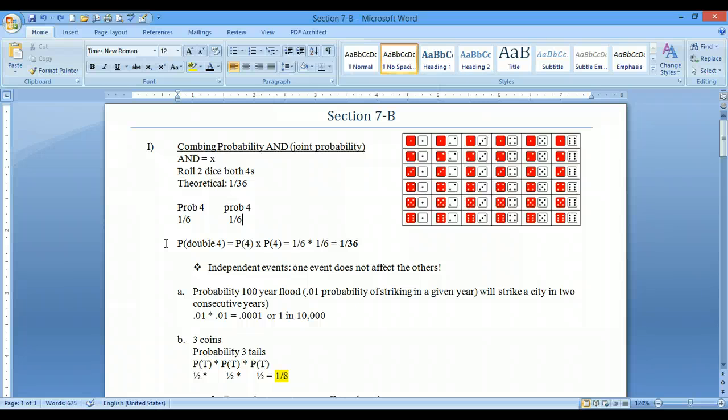Here's our first example. The probability that a 100-year flood, well, 100 years means 1 out of 100 years, or 0.01, the probability of it striking within a given year, will strike a city in 2 consecutive years. So I have the probability that it will occur times the probability that it will occur, just like we did here, or 0.01 times 0.01, which gives us 0.0001, or 1 in 10,000.